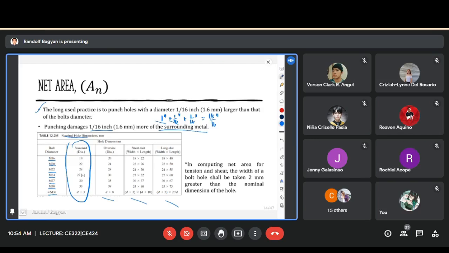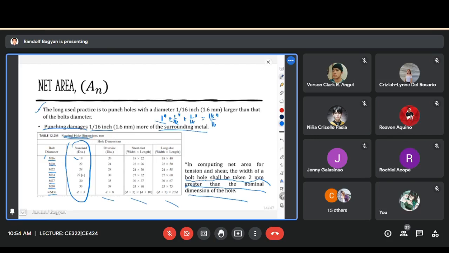Sabi natin, we just add 1/16. Sa NSCP natin class, ang nire-require is, if our bolt diameter is 16 mm, our nominal hole should be 18 mm. Plus, okay, punching damages, sabi ni NSCP, in computing the net area for tension and shear, the width of a bolt hole shall be taken 2 mm greater than the nominal dimension. This is the nominal hole dimension.